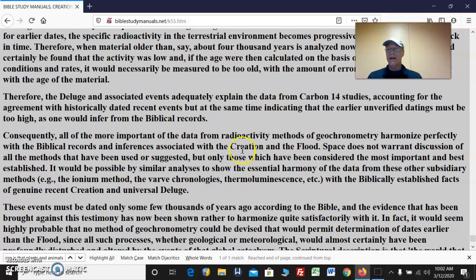Space does not warrant discussion of all the methods that have been used or suggested, but only those which have been considered the most important and best established. It would be possible by similar analyses to show the essential harmony of the data from these other subsidiary methods, in other words, for example, the ionium method, the Varve chronologies, thermoluminescence, etc., with the biblically established facts of genuine recent creation and universal deluge. They all seem to fit.